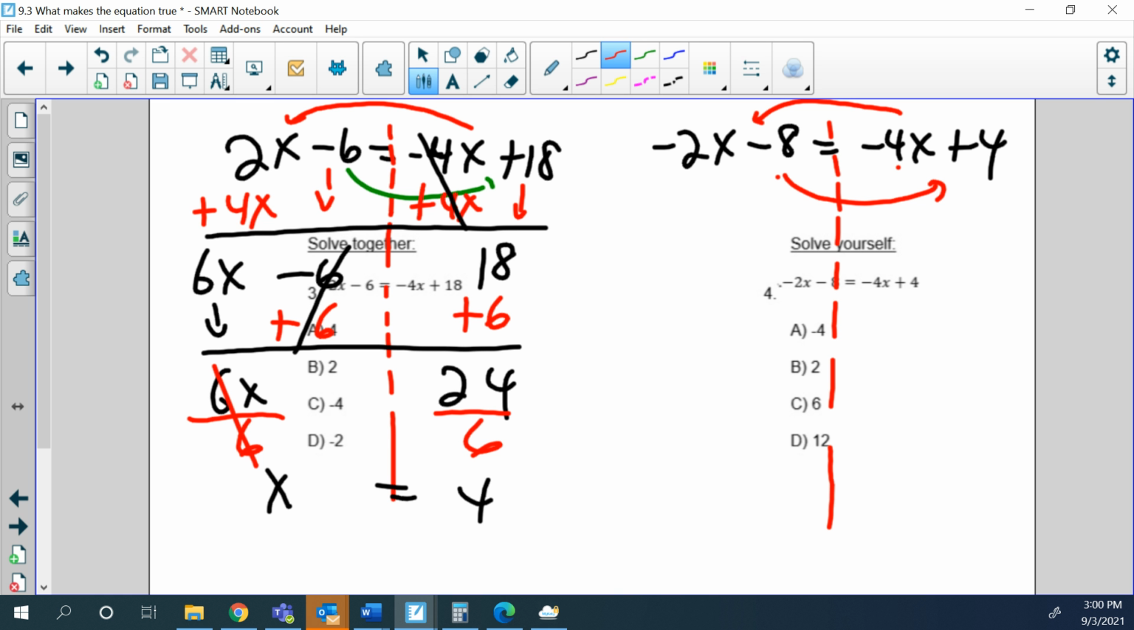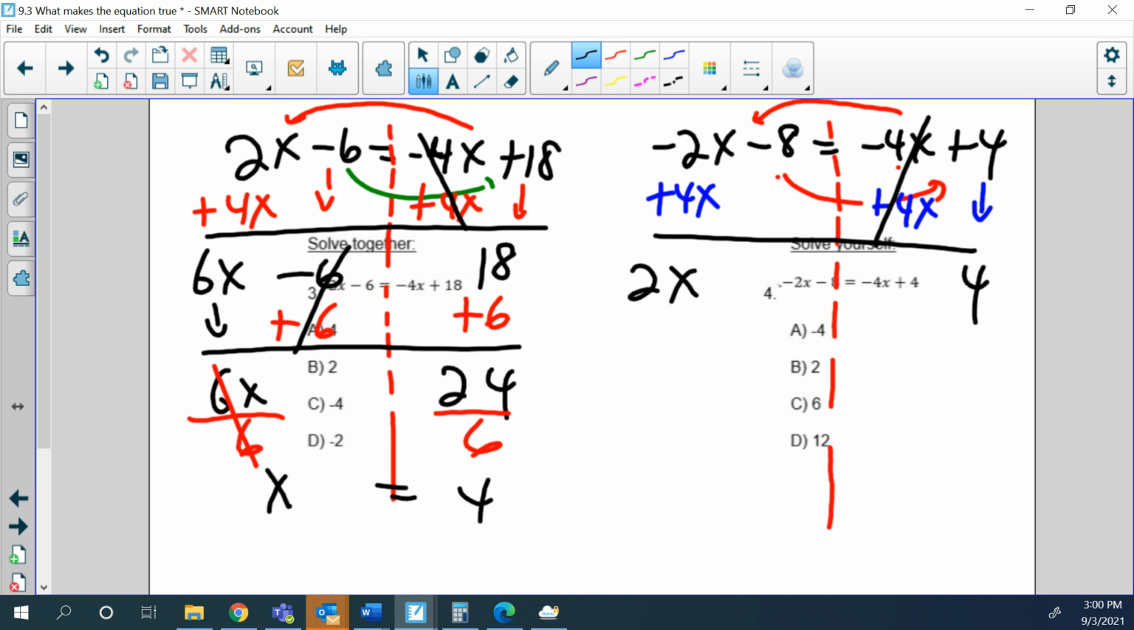So I'm going to add a plus, let me use a different color, a plus 4x and a plus 4x. Draw my line. That becomes 0. It goes away. And so I have to bring down that plus 4. So that's all I have left on the right side. Now on the left side, I'm going to have a negative 2 plus 4. If you're not sure, use a calculator. That's going to give me a positive 2x. And then I bring down my negative 8.